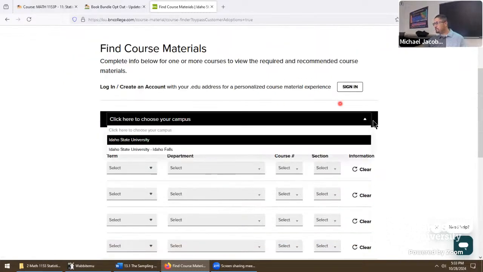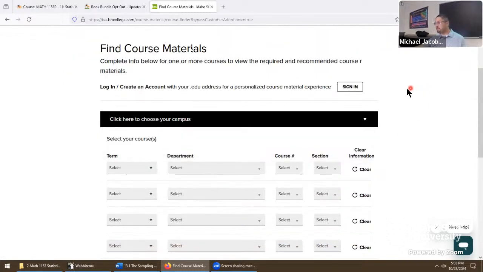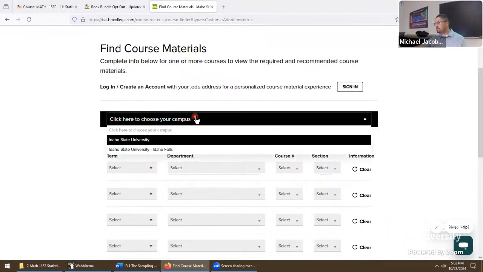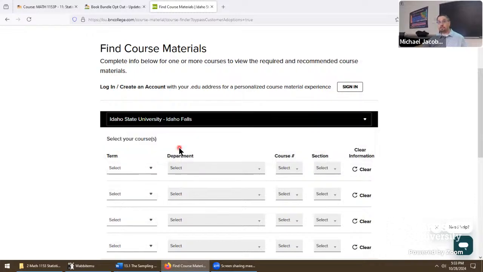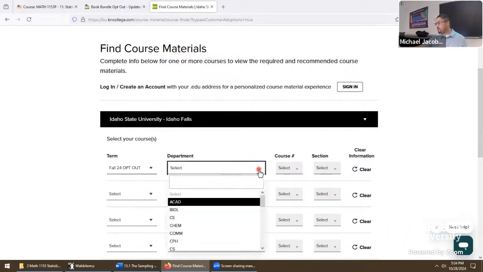Well, they're not going to let me do much if I don't sign in, I don't think, but let me see how far I can go. You have to literally click on the Idaho Falls campus, or else they're not going to sell you anything. It's a little weird. Once you click on the Idaho Falls campus, you have to select the term. So this will be fall 2024, opt out. Prices are the same either way, but I think this is the best way to go. It's just more descriptive, so that could potentially solve problems on its own. The department should be the math department. Easier to just type in math, I think.